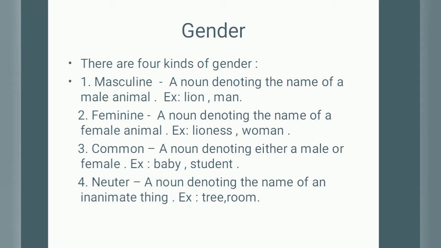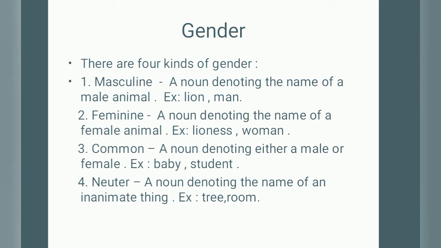And common gender, a noun denoting either a male or a female. As an example, baby, student. Here we are not signifying a particular male or female. There might be a male or might be a female. That is why it's a common gender.